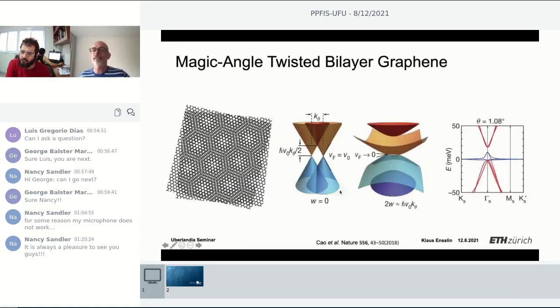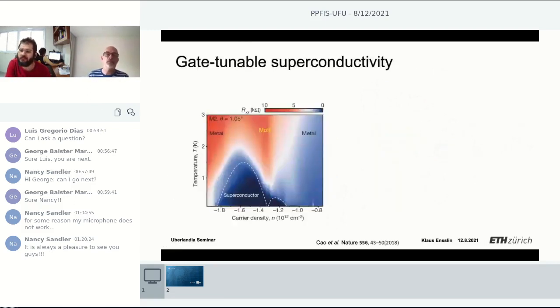On the right-hand side, you see the band dispersion. This is two graphene layers twisted by 1.1 degrees. And the important thing is that you get this very flat band at zero energy. And a flat band means a very large effective mass, which means very slow carriers, which means interactions are very important. Now, here is again a plot from the original paper.